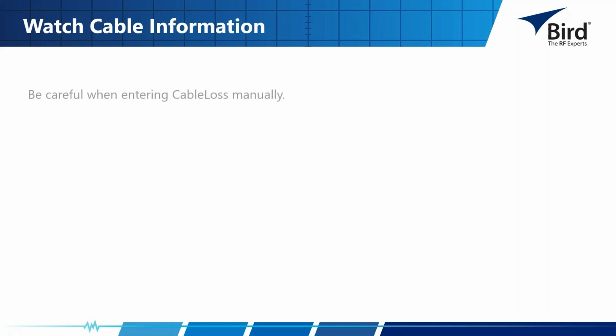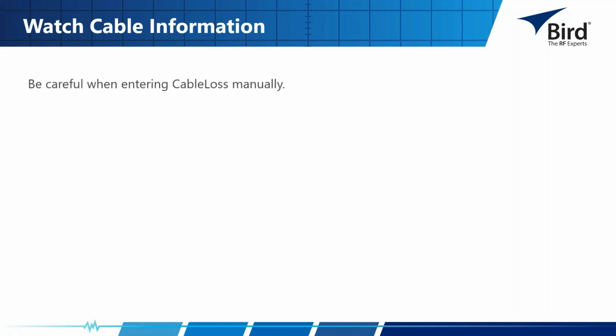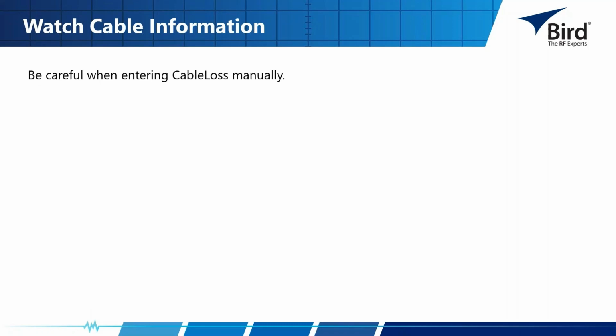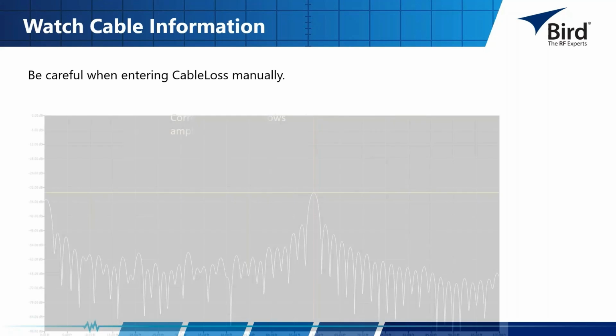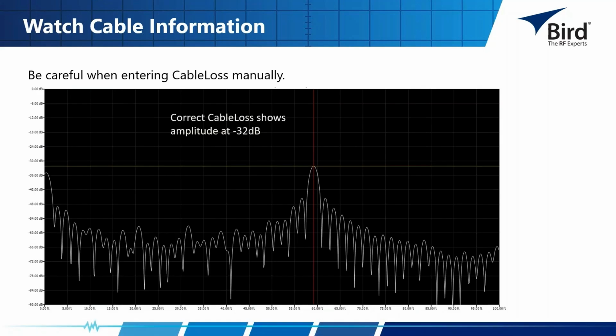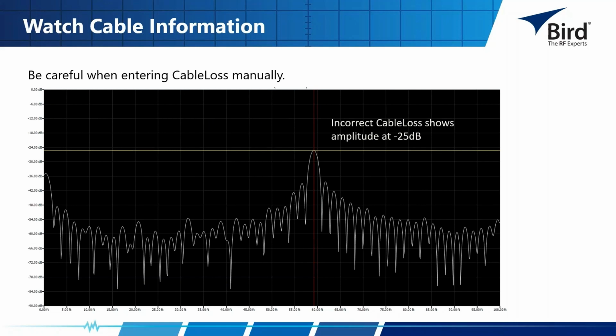The other thing is when you enter the cable loss manually or incorrectly. Here I have a correct cable loss value. My amplitude is at negative 32 dB. But incorrectly, it shows my amplitude at negative 25 dB. Again, very important to enter the cable loss correctly. It could be the difference of a component passing or failing.